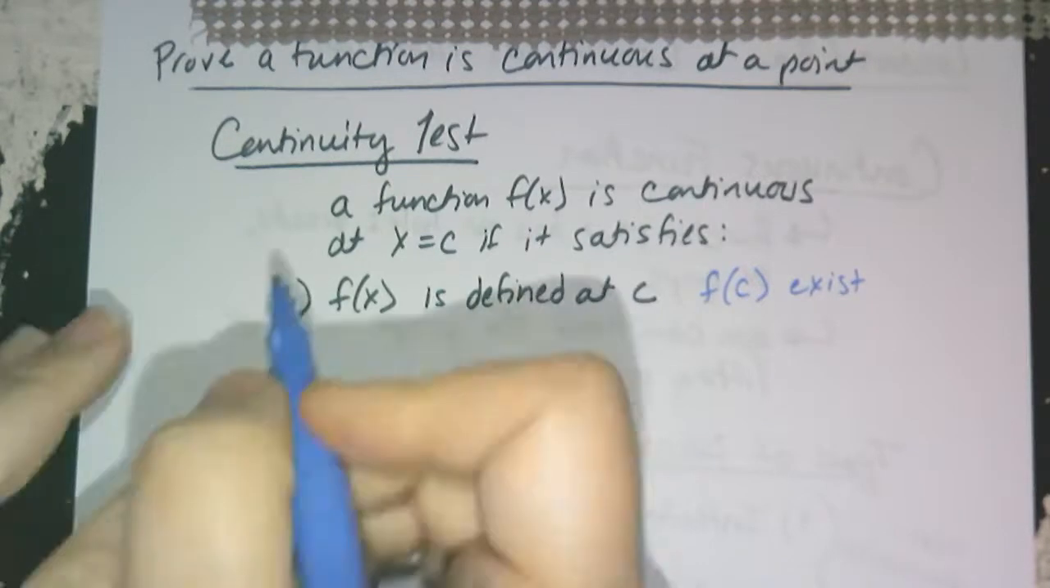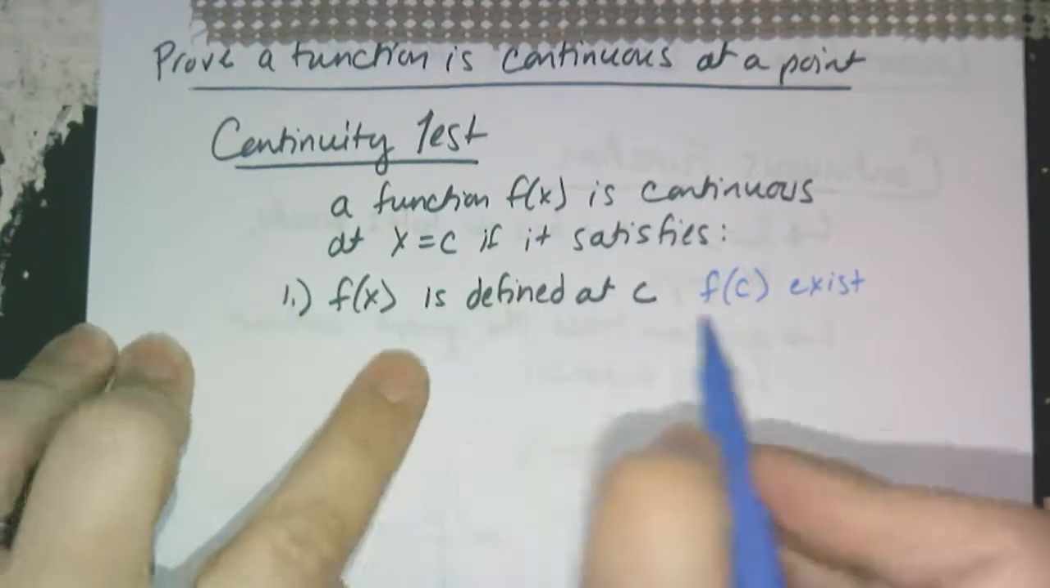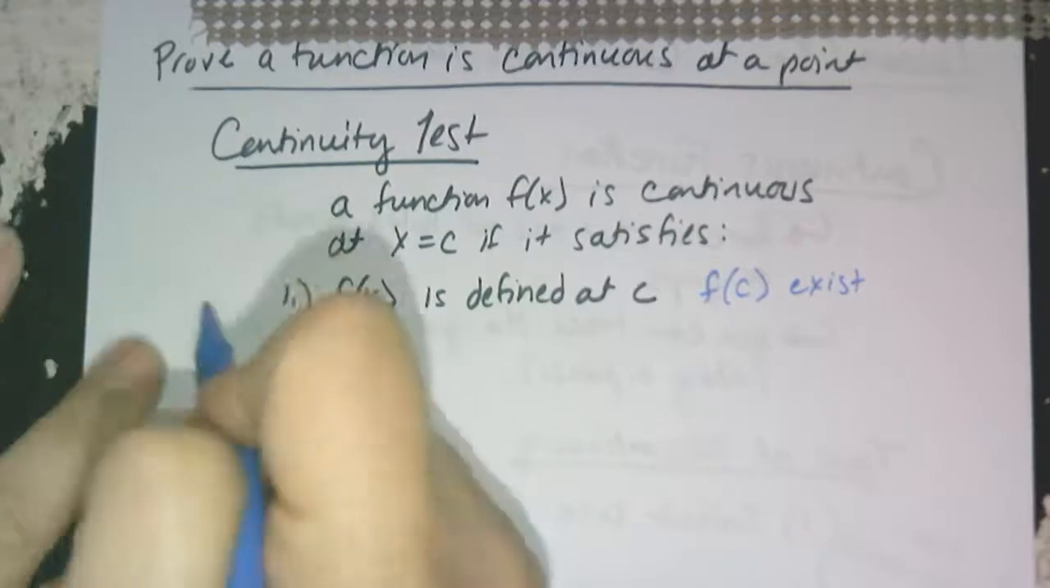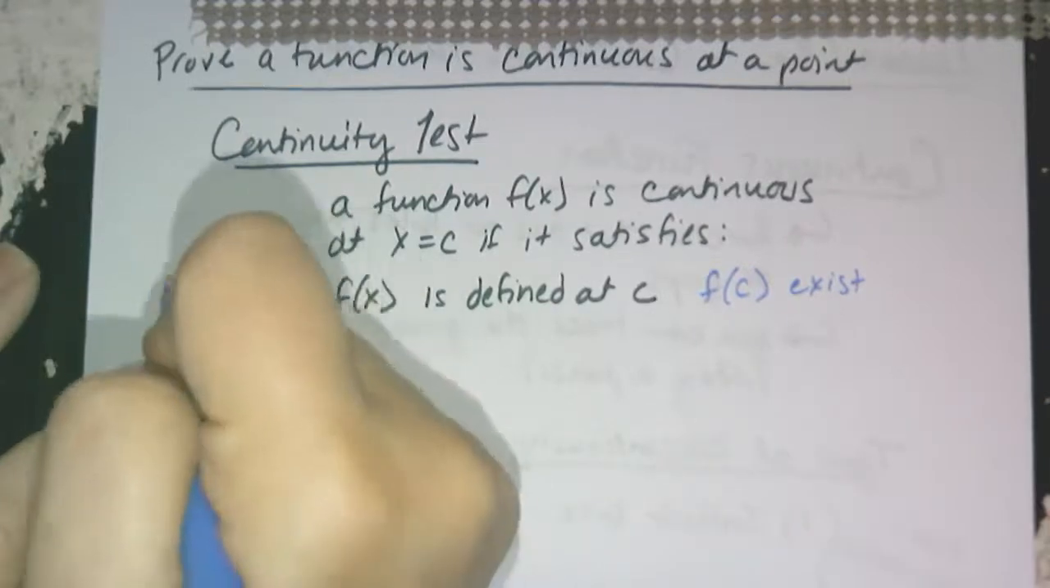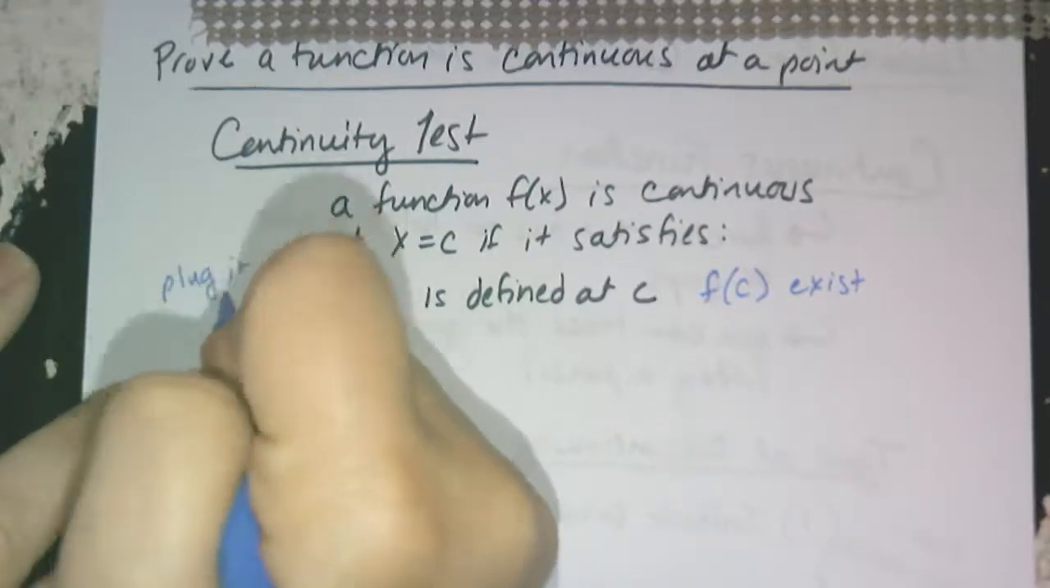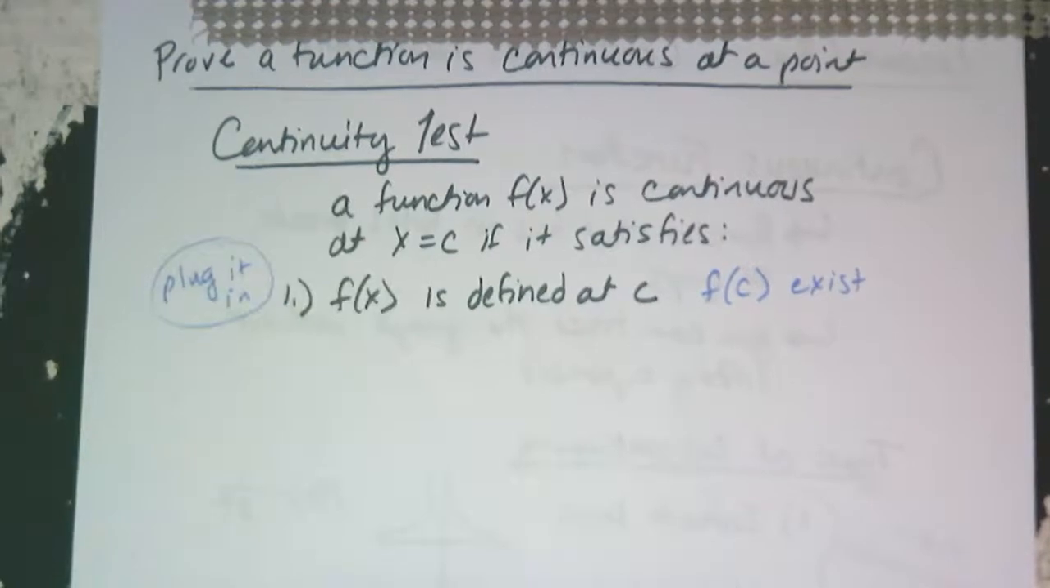Okay, so step number one, it says f of x is defined at c. F of c exists. Here's the little shortcut version. Plug it in. That's what you're going to do. The first thing you're going to do to test the continuity, you just plug in the number. If you get out a number, good to go. If you get out a number divided by 0, you can stop right there. You failed test 1. It's done.